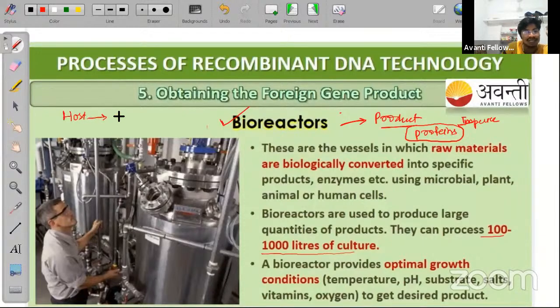This host contains our gene of interest. Inside the host body, the gene of interest will undergo transcription, and after transcription, mRNA will be produced, and after mRNA, translation will happen, and after translation, protein will be produced. In this way, protein will be produced. Is this clear to you now? Okay, the central dogma will happen exactly. Did you understand, Monisha? Okay, in this way protein will be produced.